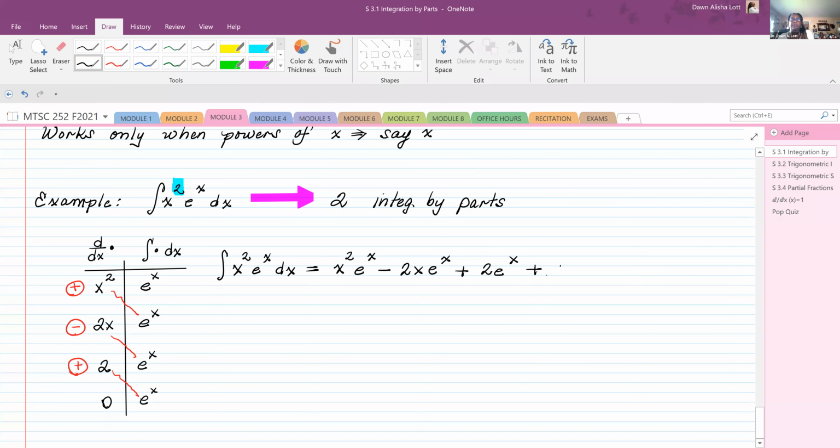So we cross diagonal. The first one is positive. The second one is negative. The third one is positive. The fourth one is negative. We don't worry about the last one. It's a 0. So we're done.